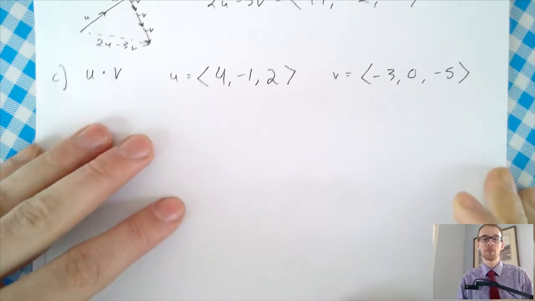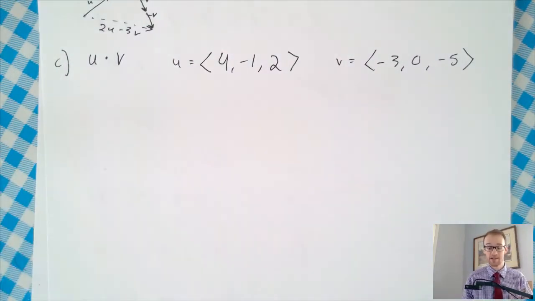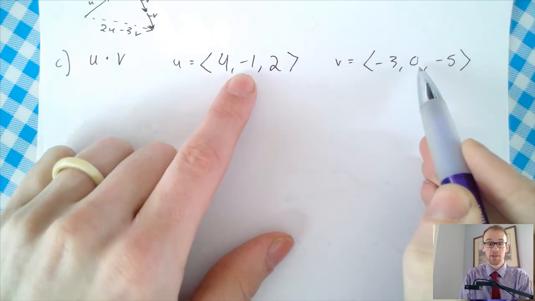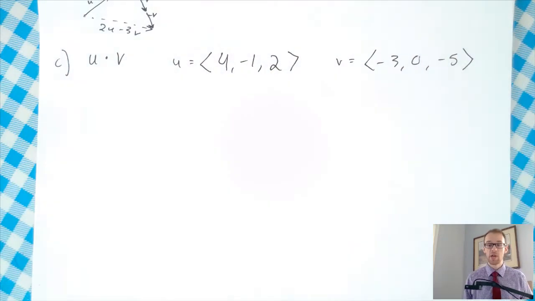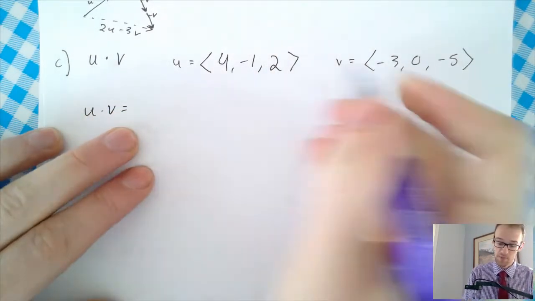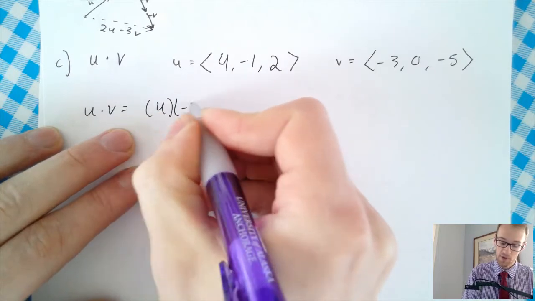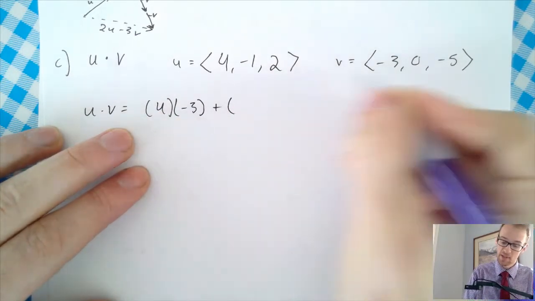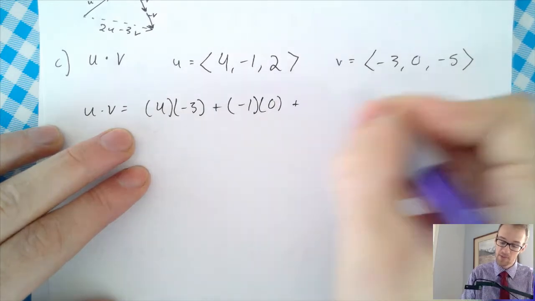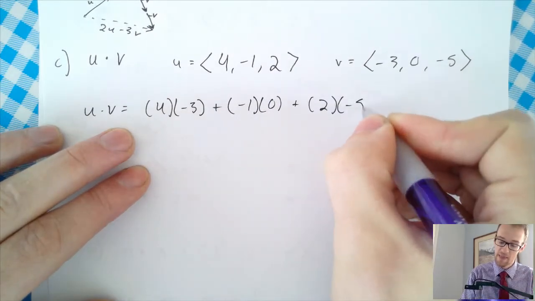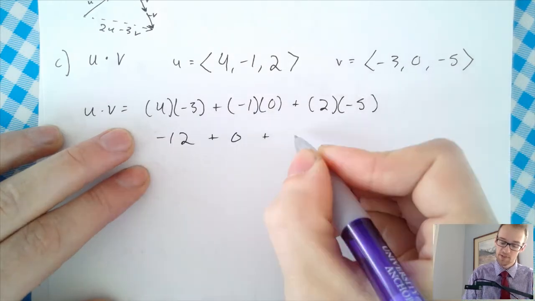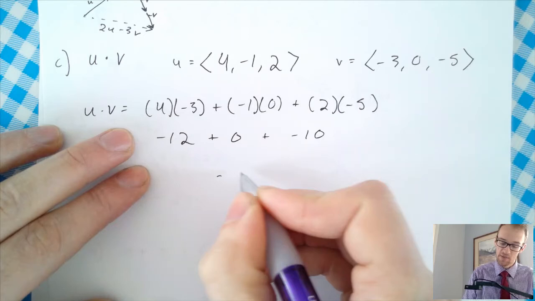Okay, so how do we find the dot product? Same as in 2D, guys. You take the product of the x components, the product of the y components, the product of the z components, and you add all that together. Okay, so u dot v equals 4 times -3. I'll just show all my work here. Plus -1 times 0 plus 2 times -5. So that's going to be -12 plus 0 plus -10 or -22.